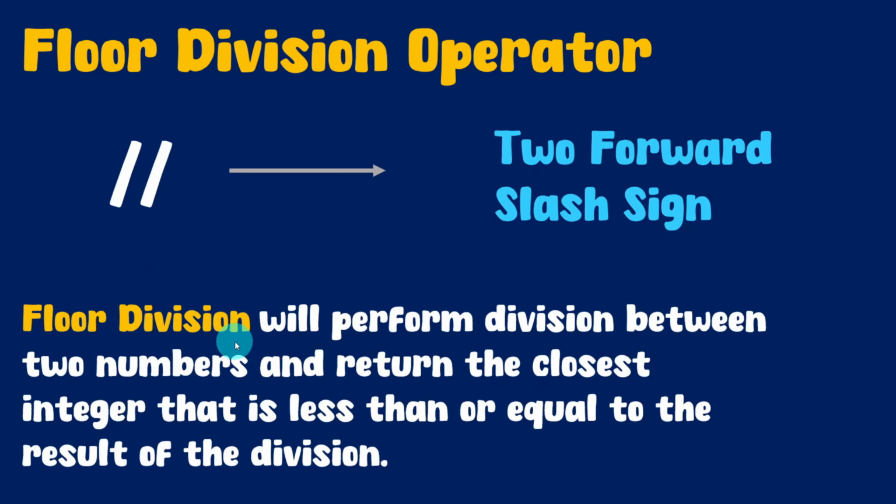The floor division operator will perform division between two numbers and return the closest integer that is less than or equal to the result of the division. Now let us try to understand what this means. When we perform a floor division operation between two numbers, first it will perform division between the two numbers, and it will give the integer that is less than or equal to this number. This definition will become clearer when we perform floor division operations between two numbers.